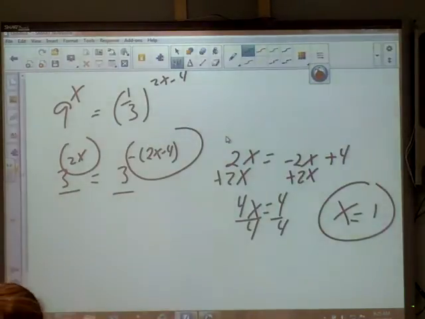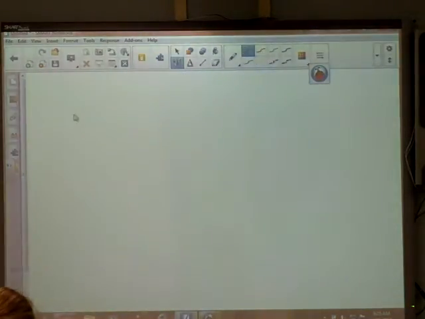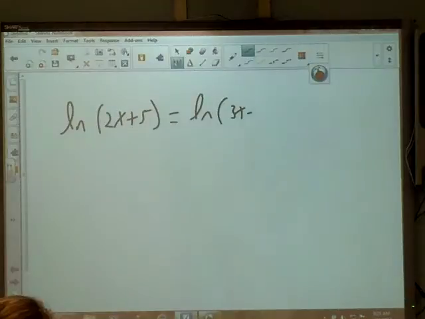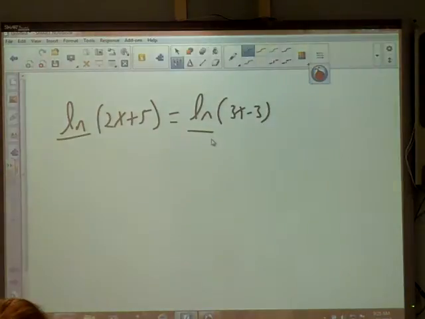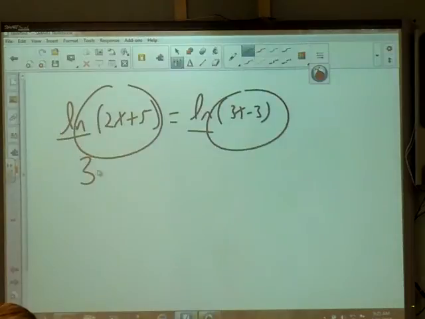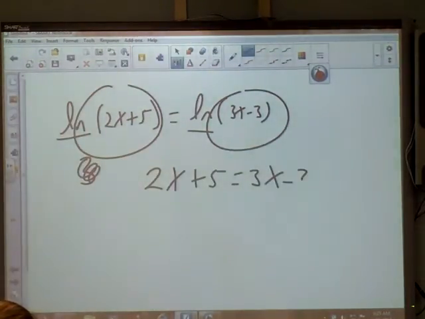All right, on 17, we got the natural log of 2x plus 5 is equal to the natural log of 3x minus 3. So what we had here, we got a log on both sides, and it's the same. Natural log is equal to natural log. So that means 2x plus 5 has to equal 3x minus 3. So I just set those equal to each other.